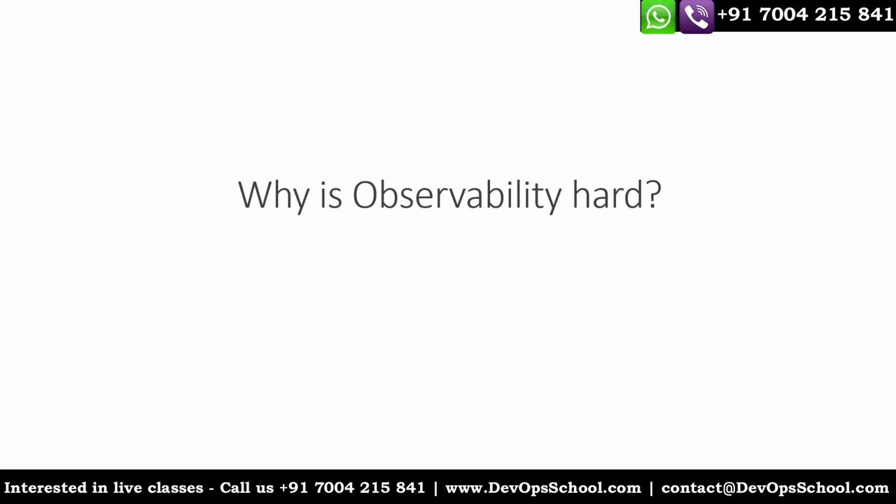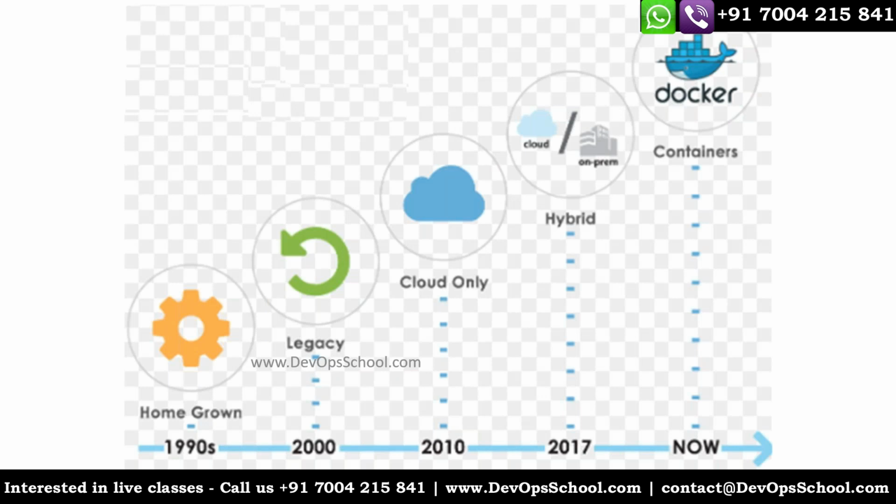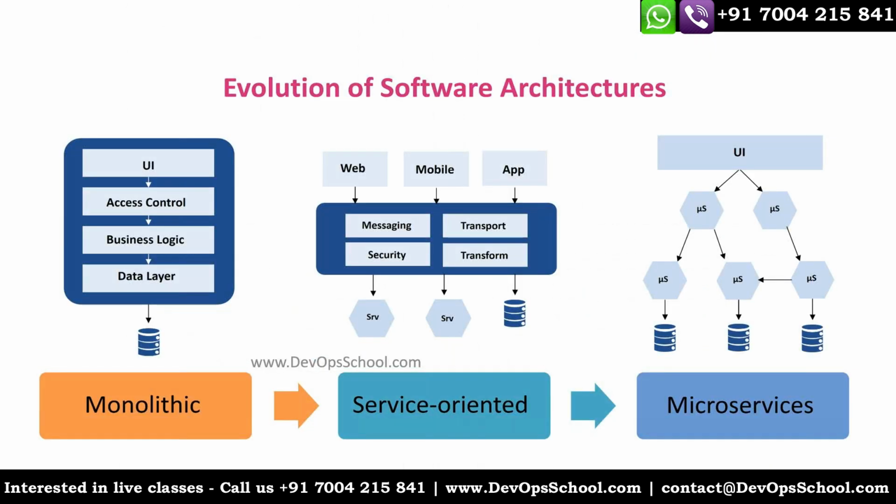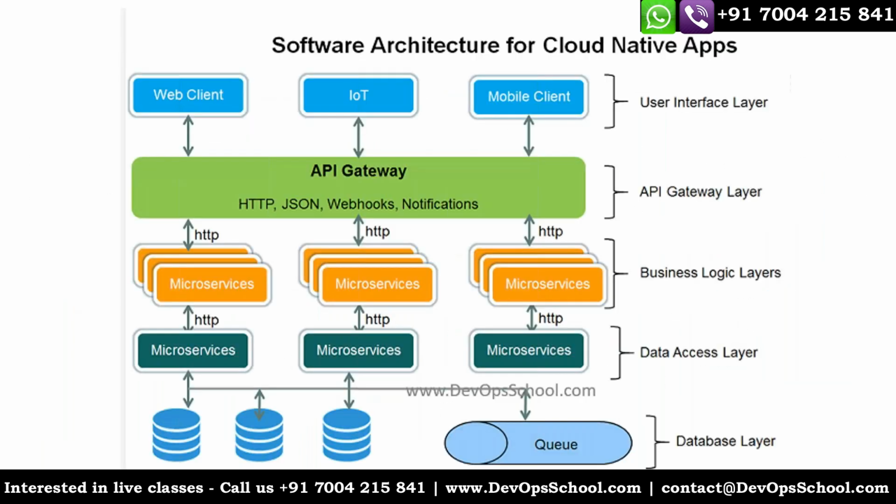Now the question is, why is it so hard to perform observability? We see the evolution of the systems. Earlier we were running on physical servers, then virtual servers, cloud, and now we are running applications in containers. Earlier, in terms of software architecture, we had monolithic architecture. From there we migrated to SOA, and now we have microservices. We have too many microservices, too many databases, too many layers of user API, business data, and database. Basically, you are running applications in a distributed environment in production.